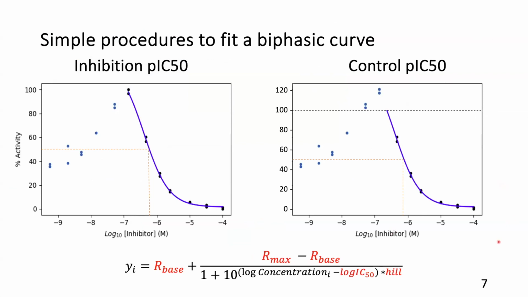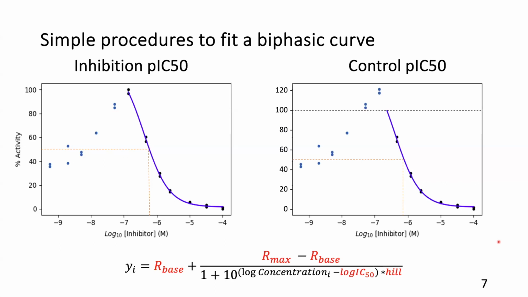There are a number of possible procedures that could be attempted to analyze the data from such a biphasic curve. Two that we considered were implemented in ASAP prior to our involvement, at least the control IC50 was. Basically, we can split this curve into an activation phase and an inhibition phase. If you consider the inhibition phase only and look at the IC50 of that, we call that the inhibition pIC50. That's on the left-hand side.